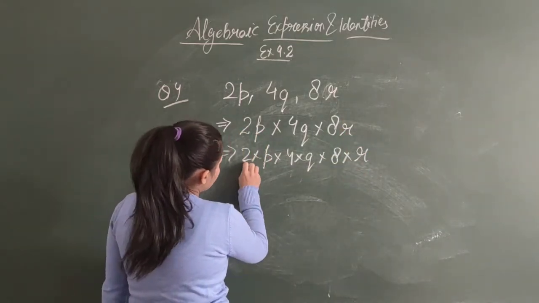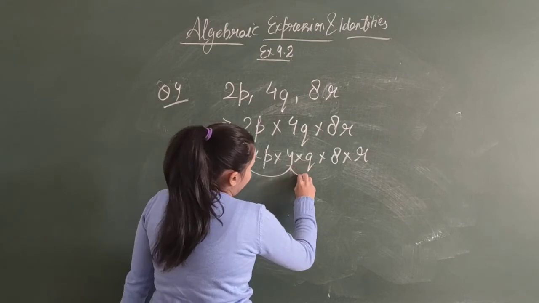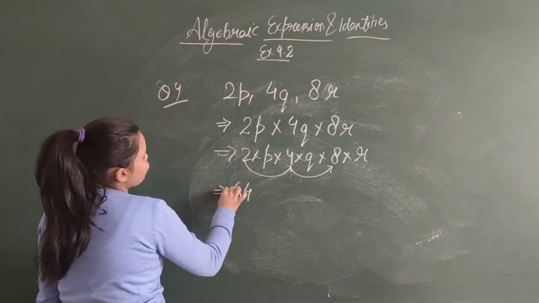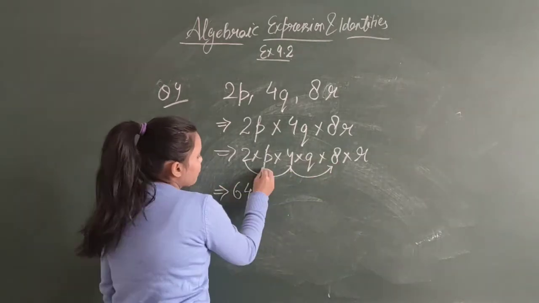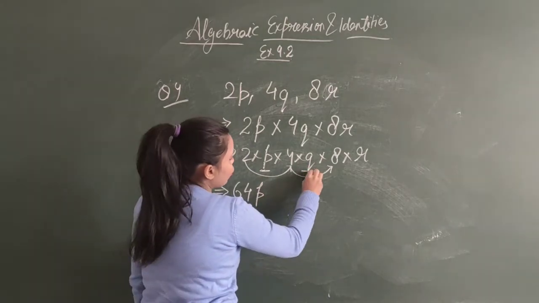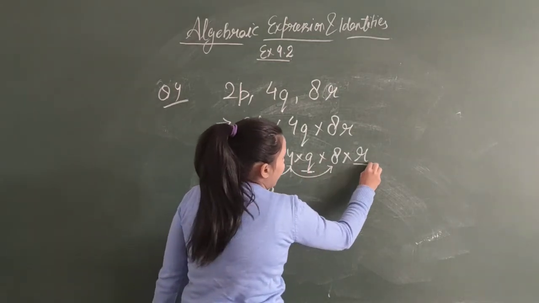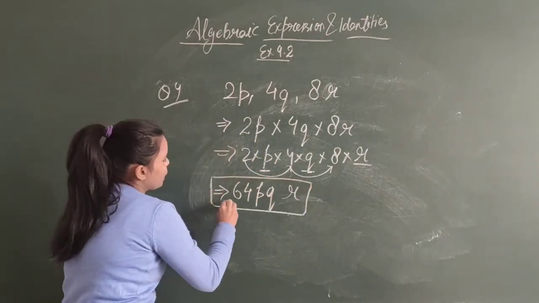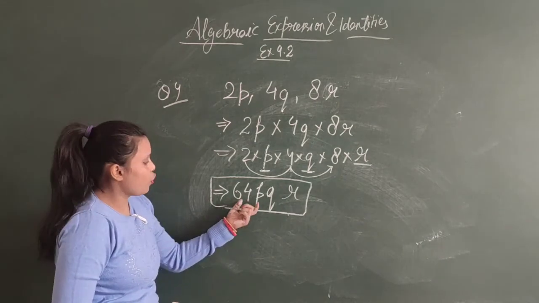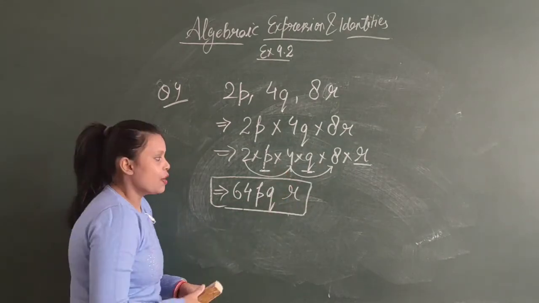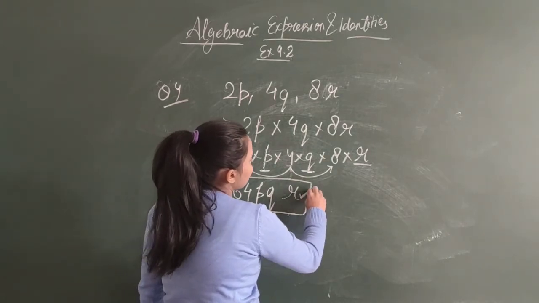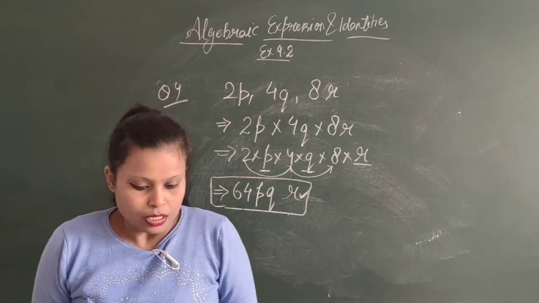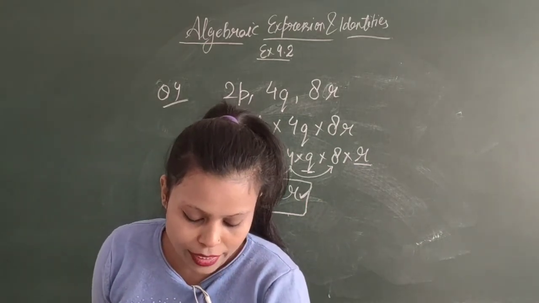Let's multiply. 2 4s are 8, 8 8s are 64. So 64 is the multiplication of all the numerical values. Now p is alone, it will remain same. Q is also alone, it will also remain same. And r is also alone, so it will also remain same. So this will be your answer. 64pqr. Right? Variables just get multiplied with each other if they are different to each other. Right? Now let's do question number 5, part 1.